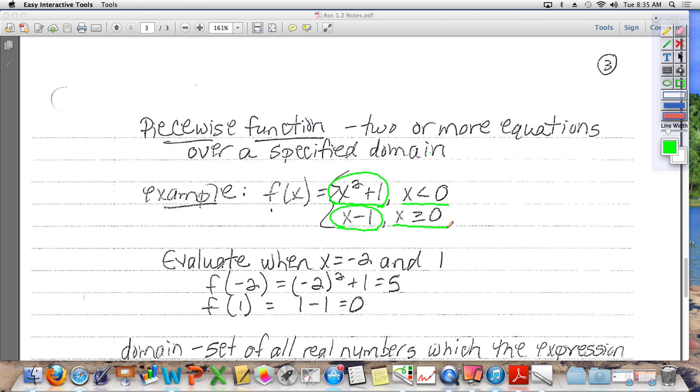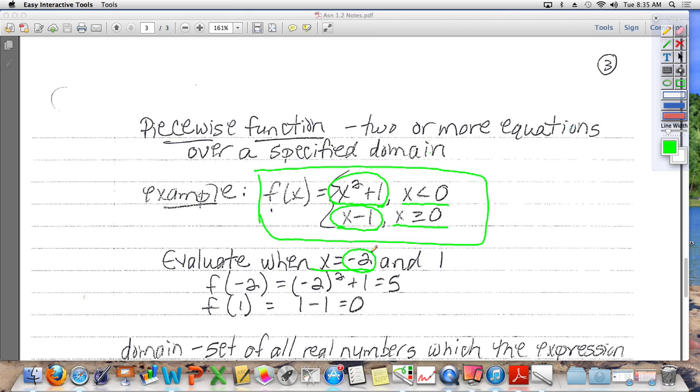So if I ask you to evaluate this piecewise function when x is equal to -2, which of the 2 equations are you going to use? Are you going to use the top one, x squared plus 1, or are you going to use the bottom one, x minus 1? If the x value is -2, which one are you going to use? Yes? Go ahead, Michael. The top one, yes.